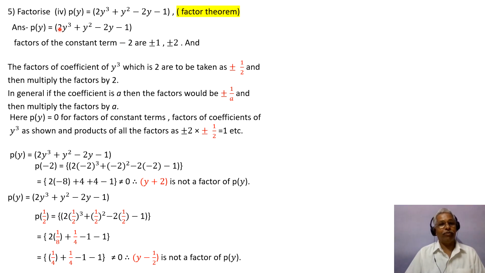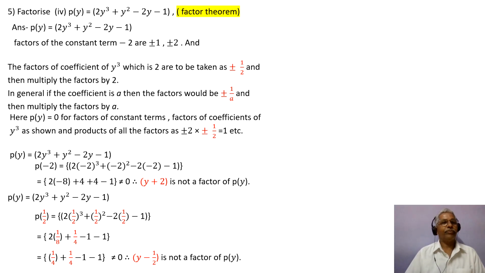Okay, remember that whenever you get this term not equal to 1, then we have to follow all these steps. So I'm doing it here. p of half equals 2 into (1/2)^3 plus (1/2)^2 minus 2 into half minus 1. If you solve this, you get 2 into 1/8 plus 1/4 minus 1 minus 1. So 1/4, this cancels, plus 1/4 minus 1 minus 1 is not equal to 0. So y minus half is not a factor of p(y). All the others remain the same, only we have to think of this.